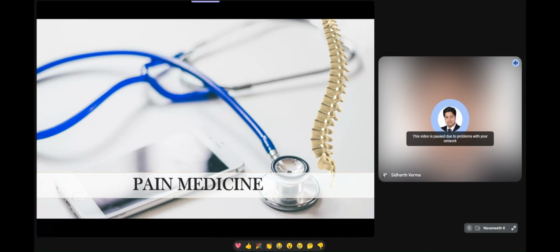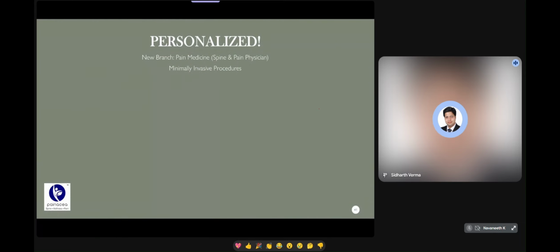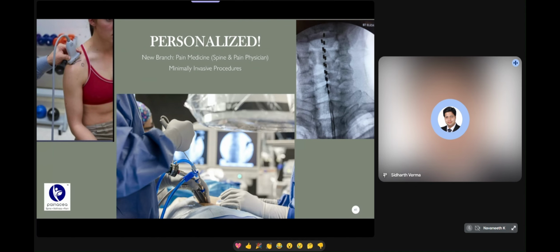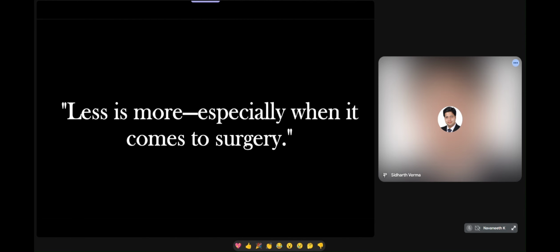So now I'll introduce you to this branch, which is very new but can help you out. This is known as pain medicine, and it's a personalized new branch. The practitioners are known as pain physicians or interventional spine and pain physicians, and they do minimally invasive procedures like spine endoscopies or spinal cord stimulators or ultrasound guided procedures, etc. And whenever it comes to surgery, always less is more. That means the lesser it is done, the better it is. More and more research is proving that we have better results if we are minimally invasive.